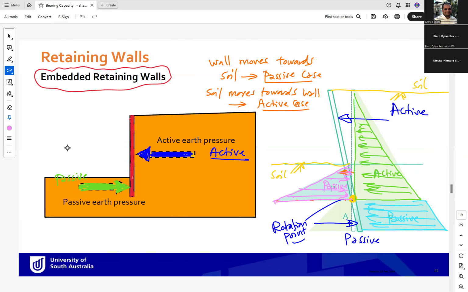Okay, and here, if you can see, the soil moves towards the wall, so we have active pressure. So this is the pressure on the embedded wall. It is a bit complicated, but this is how the soil movement affects the active and passive earth pressure. We don't need to do any calculation about that. We just need to understand maybe the types of pressure that could happen on the embedded wall.